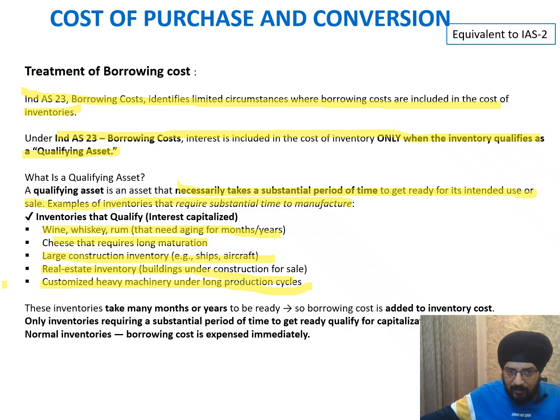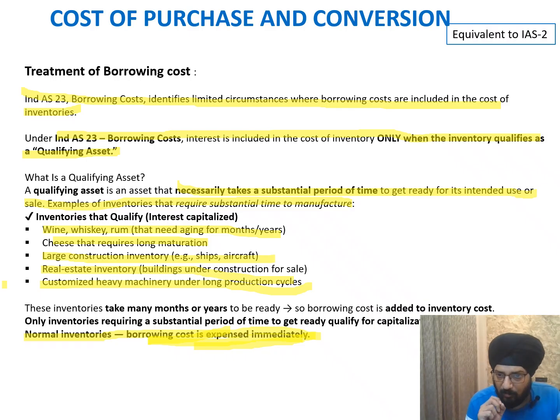So for inventory that takes months or years to be ready, borrowing cost is added to the cost of inventory. Only inventory requiring a substantial period of time qualifies for capitalization; for normal inventory, borrowing cost is expensed immediately. Which means that if my inventory is produced within the span of an operating cycle, and I have incurred some interest cost to bring that inventory, that interest expense would be expensed off or charged to my P&L. It will not be charged to my cost of inventory. This is a thumb rule.